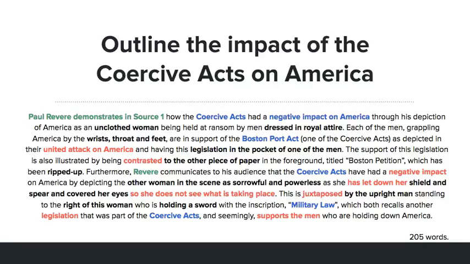So that's my symbolic analysis. So I've done a literal and a symbolic. I've looked at the foreground and the background. And now we have to tie it together. And we tie it together when we get asked this question: outline the impact of the Coercive Acts on America.